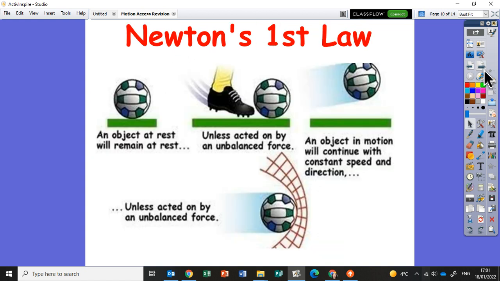There are 3 laws that you need to know. Newton's first law is an object will remain at rest unless it's acted on by an unbalanced force. So that football will stay still unless a force from the foot or the wind makes it move. It will then continue to move in that motion unless acted on by another force. So someone could kick it in a different direction, or it hits the back of the net.